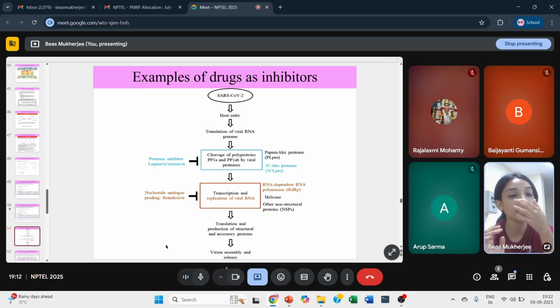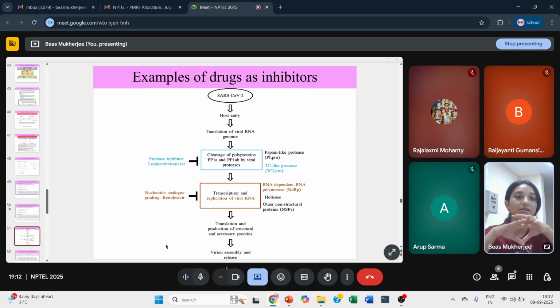Okay, so you know that for the virus to propagate, the virus first enters into the host. Host is the human body cell here, right? And then what happens? The virus genome is there, and the virus genome undergoes translation and formation of proteins, right? Transcription, translation, and formation of the protein. Now, cleavage of the polyprotein.